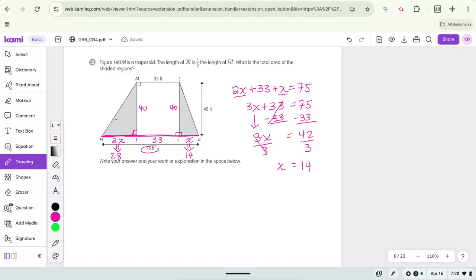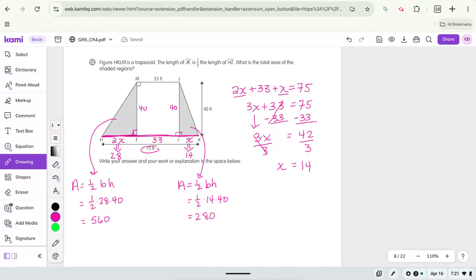All right, so I'm going to find the area of this triangle using the formula for the area of a triangle, 1/2 times base times height. So 1/2 times 28 times 40. And that turns out to be 560. Then I'm going to find the area of this smaller triangle using the same formula, but this time the base is 14 and the height is 40. This turns out to be 280.